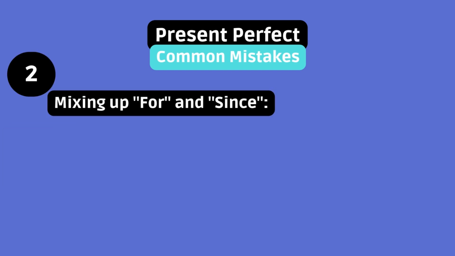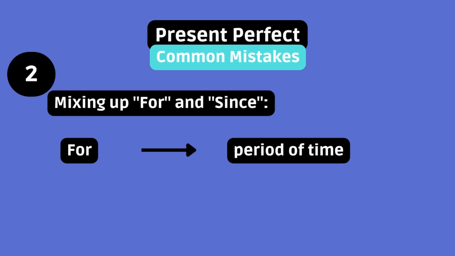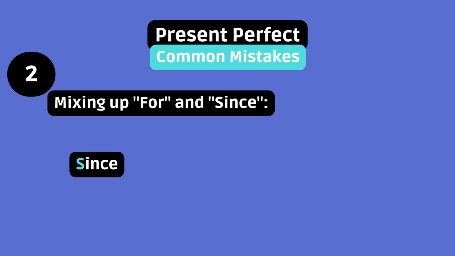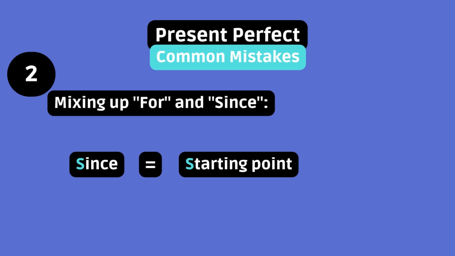Mixing up for and since. Another common error is confusing for and since when expressing time. For is used to indicate a period of time, while since is used to specify the starting point of an action or event. Try to remember, since and starting point both begin with S.